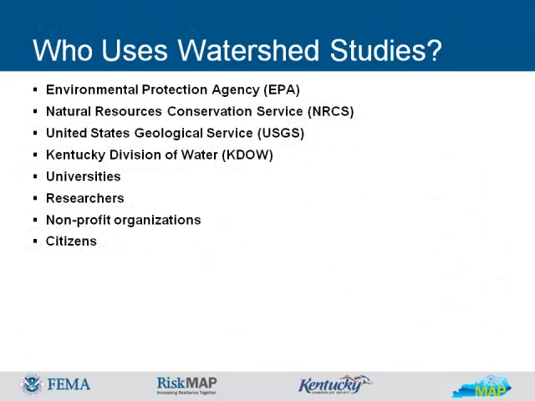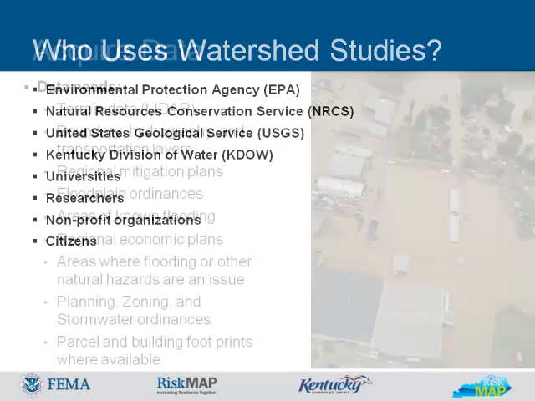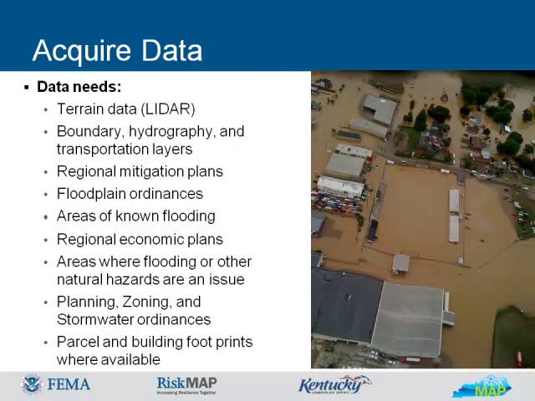So who uses this information? The EPA, NRCS, USGS, Kentucky Division of Water, universities, researchers, nonprofit organizations, and citizens can all use the information created by a watershed study. One of the first steps in conducting a watershed-based study is data acquisition. Some examples of data that are necessary and or supplemental to RiskMAP watershed-based studies are shown on the slide.